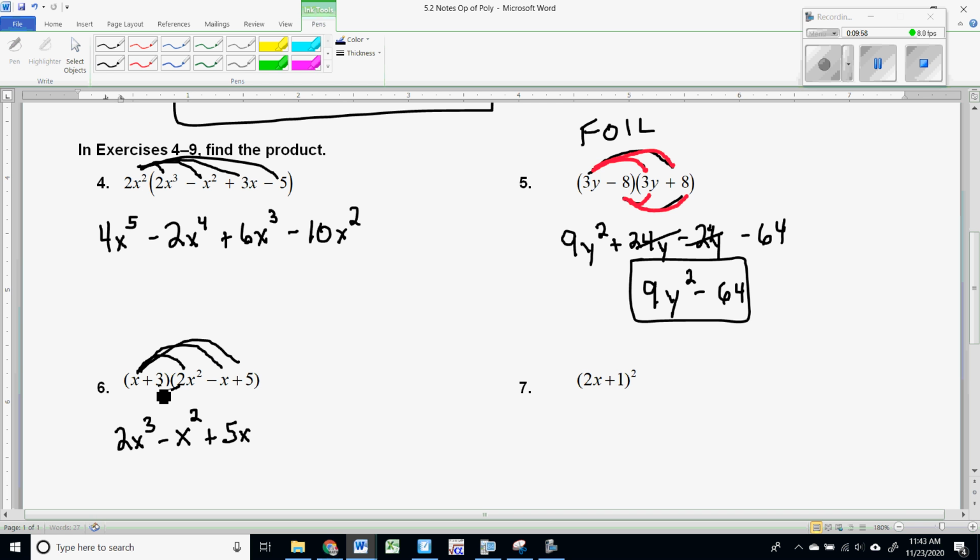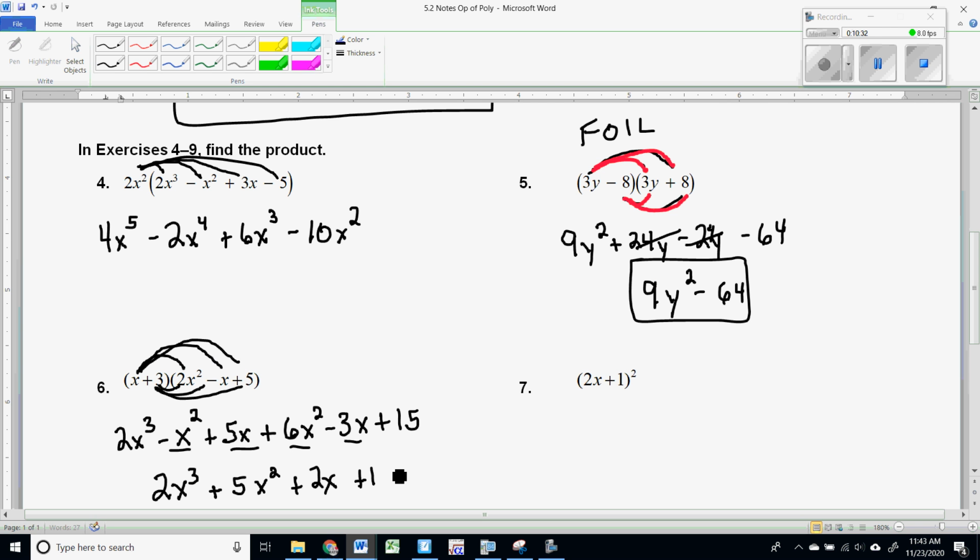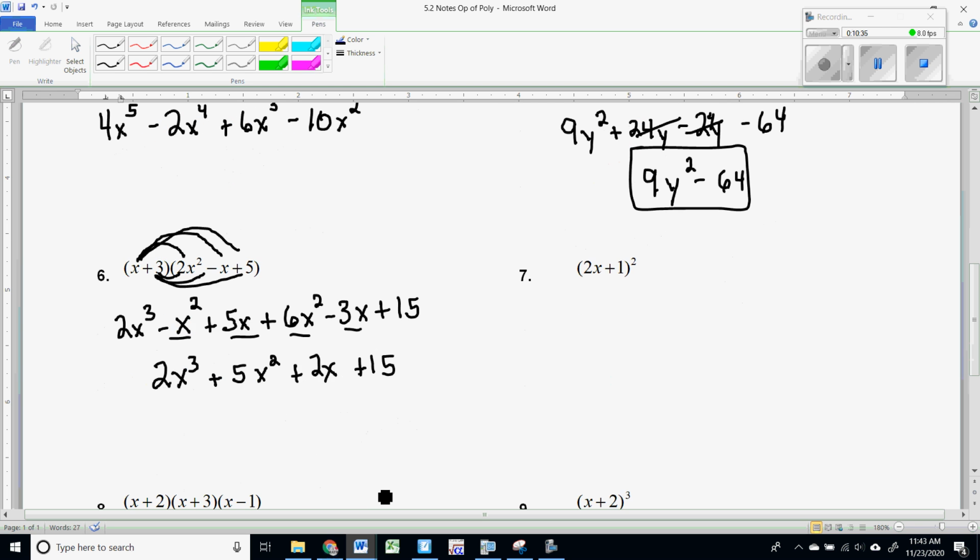And then we take the second term times all three. 3 times 2x is 6x squared. 3 times minus x is minus 3x. And 3 times 5 is 15. Now we've got to combine like terms, kind of like we did at the beginning. I only have 1x cubed. I have 2x squareds, and that's plus 5x squared. I have 2 x's, that's plus 2x. And then I also have the 15, which is just the number, to get our answer.